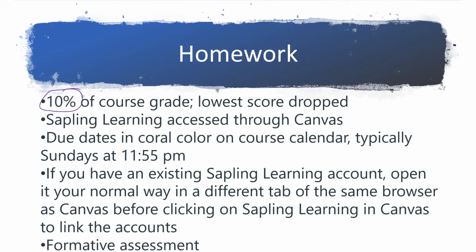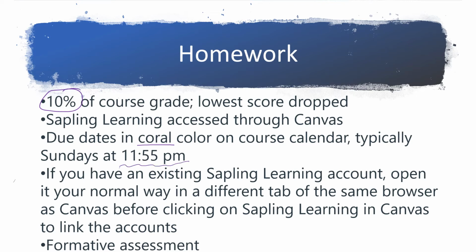The lowest score will be dropped when we do your homework average. Sapling Learning is our homework platform, and it is accessed through Canvas, so you'll just click in Canvas to get over there. The homeworks are due on the dates that are that coral color on our class calendar. It typically will be Sundays at 11:55 when those are due.